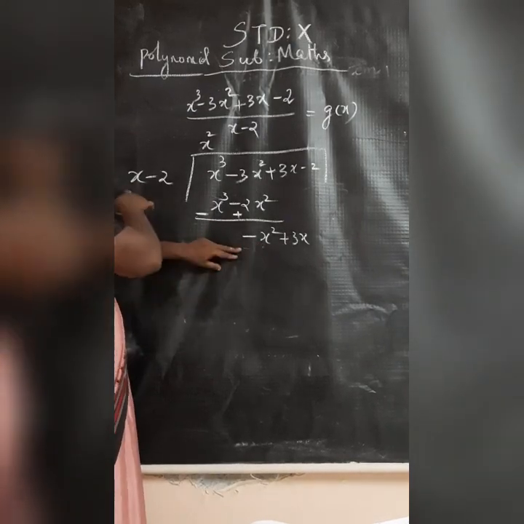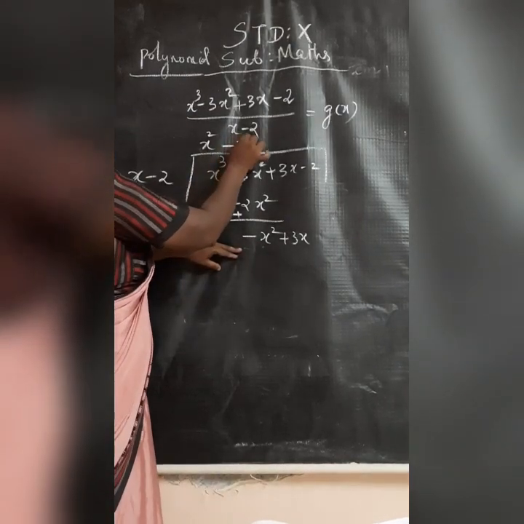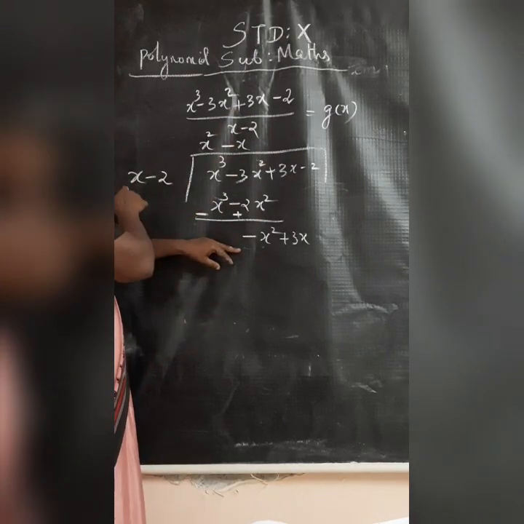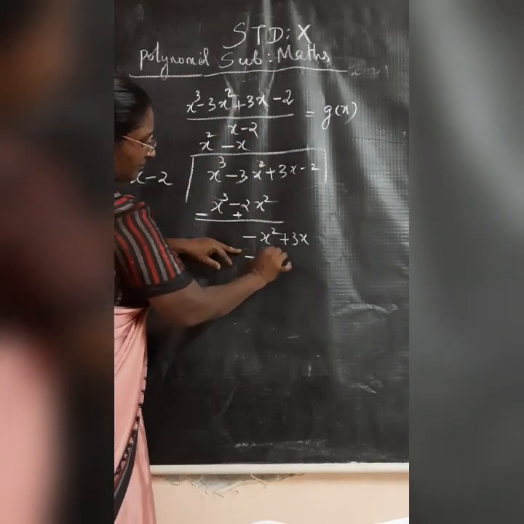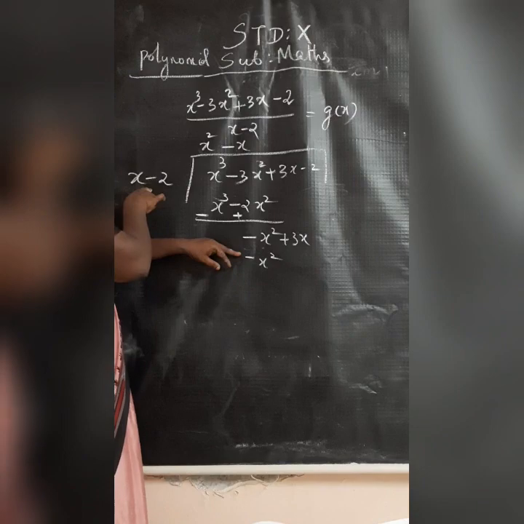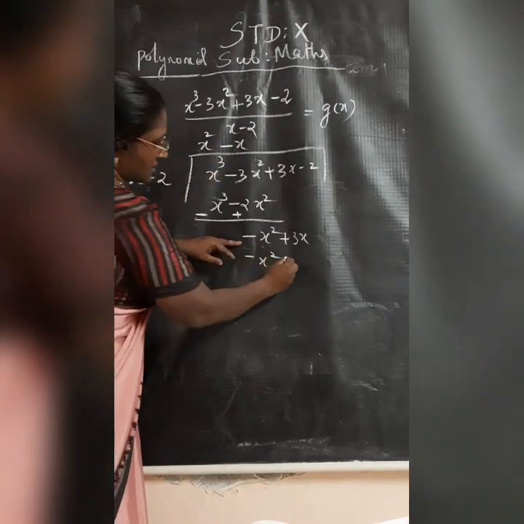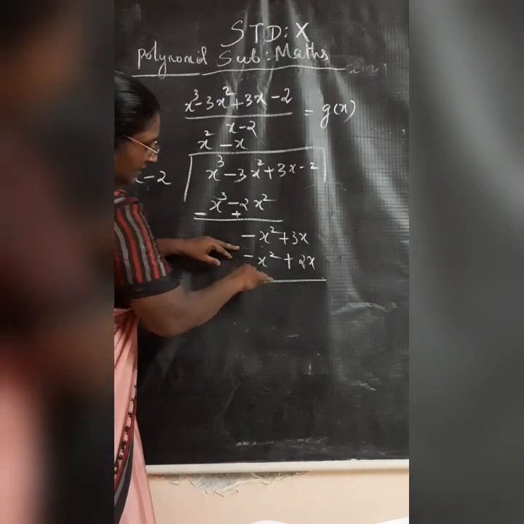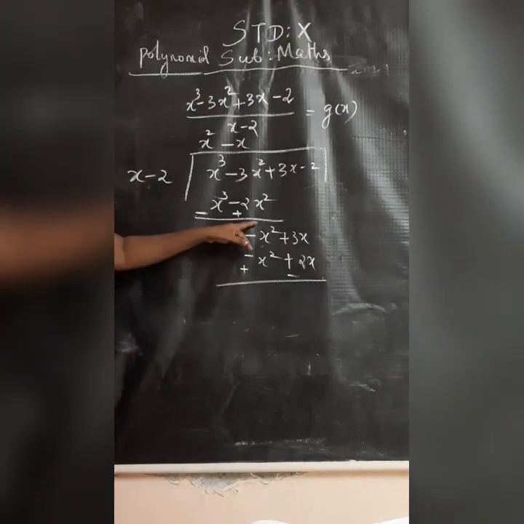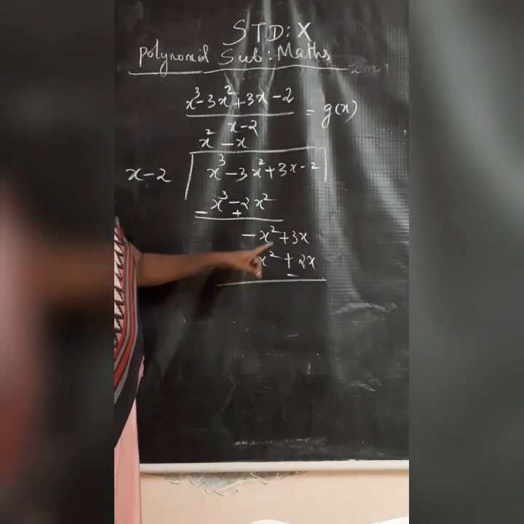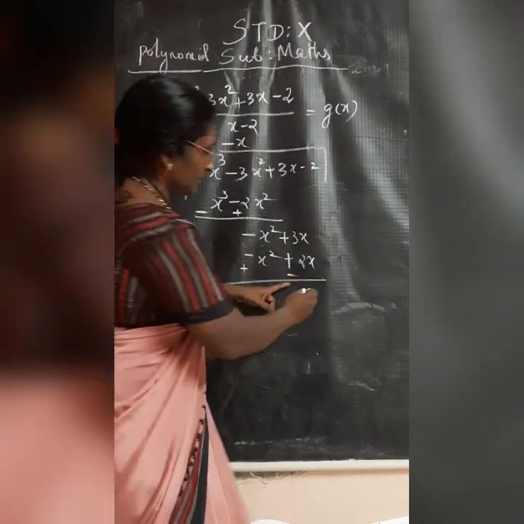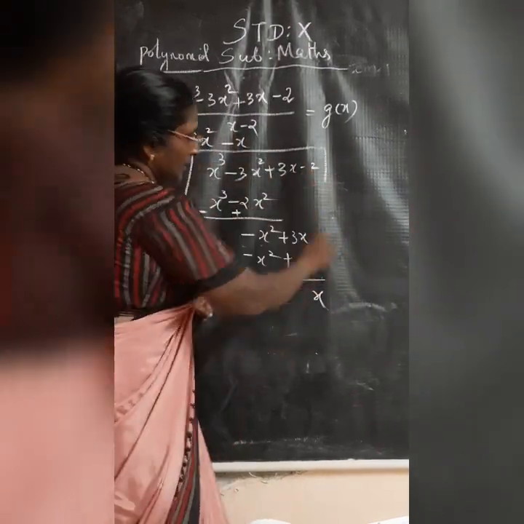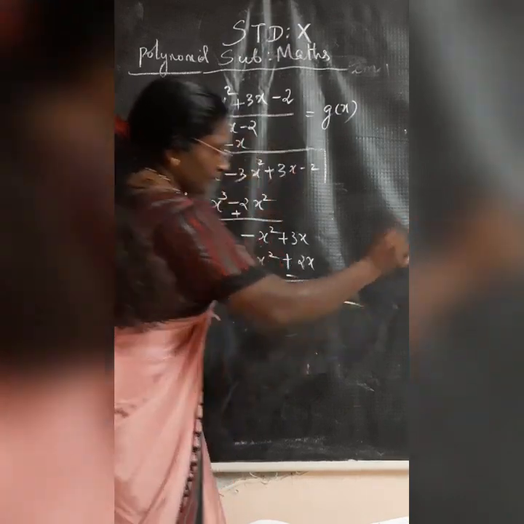First term by first term, what is coming? Minus x. Minus x into x, minus x square. Minus x into minus 2, both are minus coming, so plus 2x. Here again change the sign and add. x square minus x square will cancel. 3x minus 2x means x will come. Bring down the next term, minus 2.